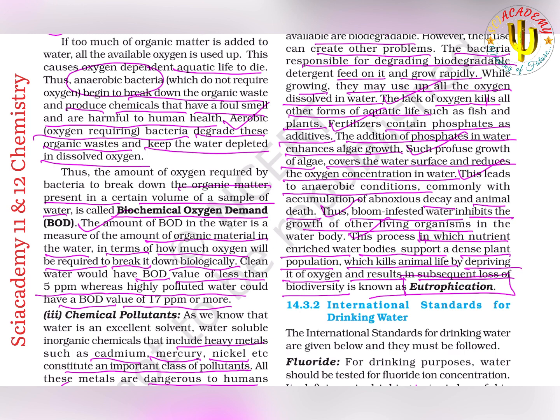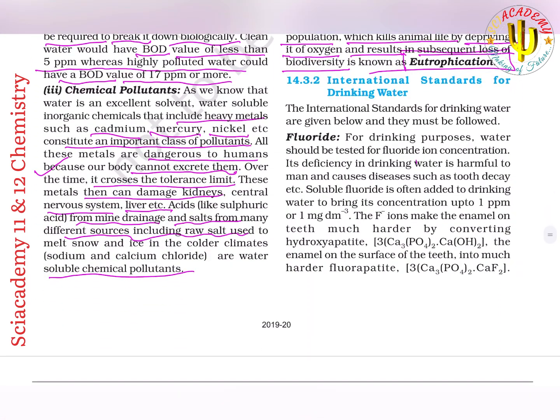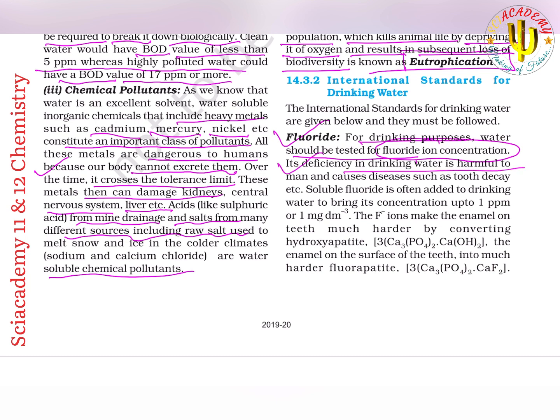14.3.2 International Standards for Drinking Water. The international standards for drinking water are given below and they must be followed. Fluoride. For drinking purposes, water should be tested for fluoride ion concentration. Its deficiency in drinking water is harmful to man and causes diseases such as tooth decay, etc. Soluble fluoride is often added to drinking water to bring its concentration up to 1 ppm, or 1 milligram per decimeter cube.